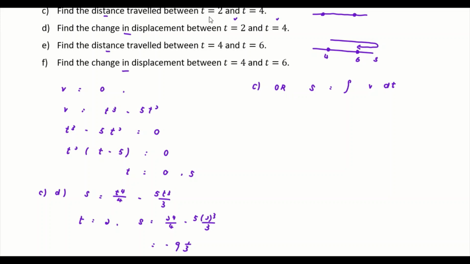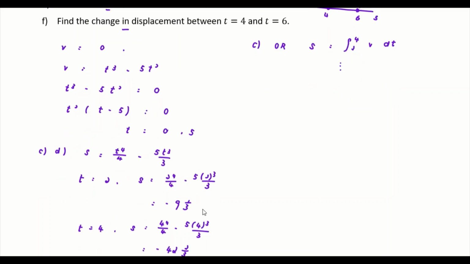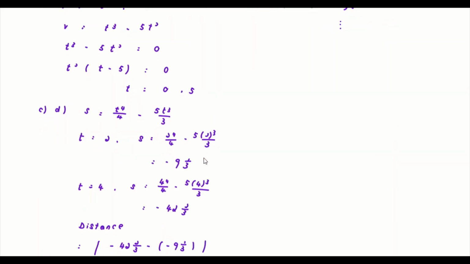So the distance traveled is from 2 to 4. Then after that you'll solve it, and you will see that the idea is just the same thing, because when you integrate v, then you substitute, then this is what you get, right? Yeah, so this is the 2 and 4, this is what you get.